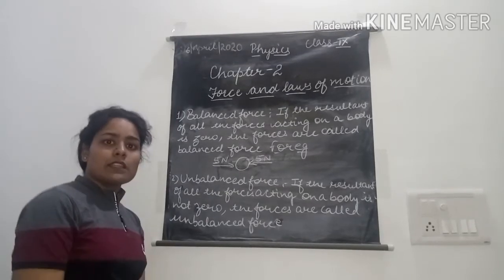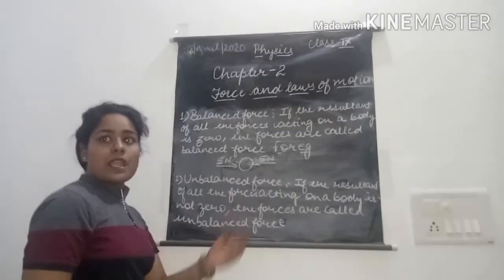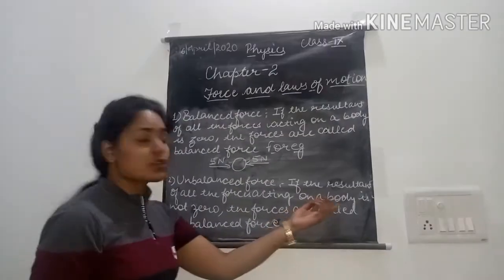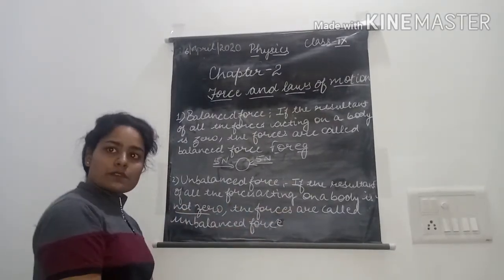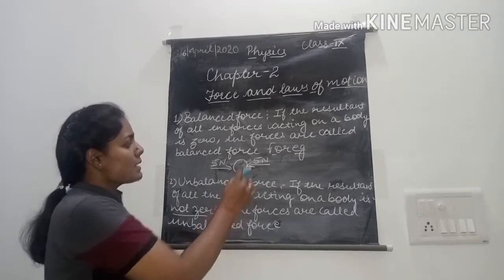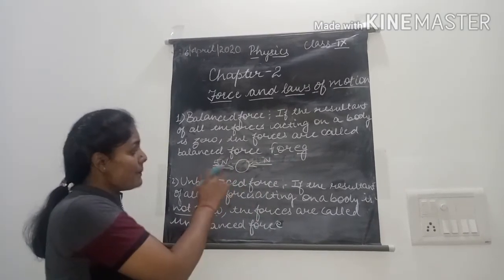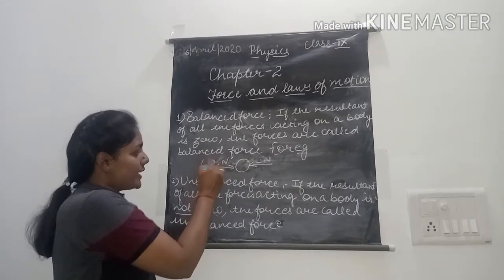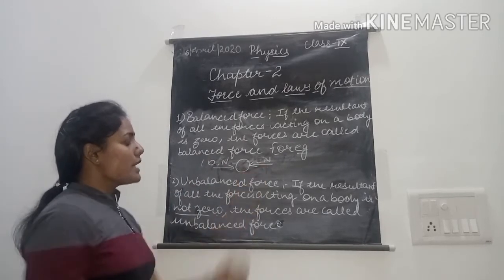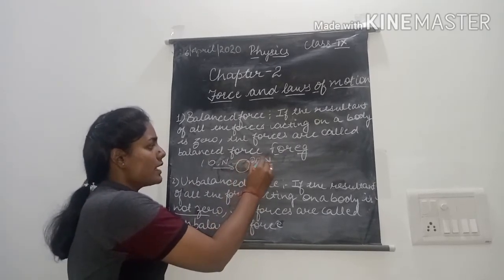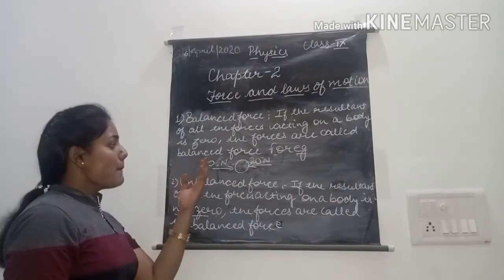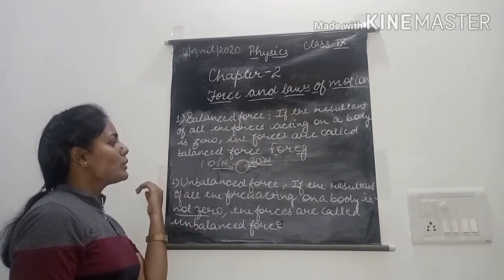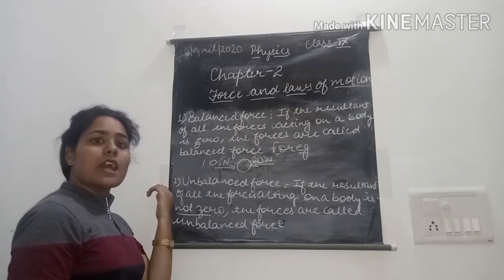Then another type is unbalanced force. If the resultant of all the forces on a body is not 0, it is called unbalanced force. See, same example here. If we apply 10 Newton force on this side and from the opposite side we apply 20 Newton force, then the object moves in the reverse direction, towards the 10 Newton. This force is known as unbalanced force.